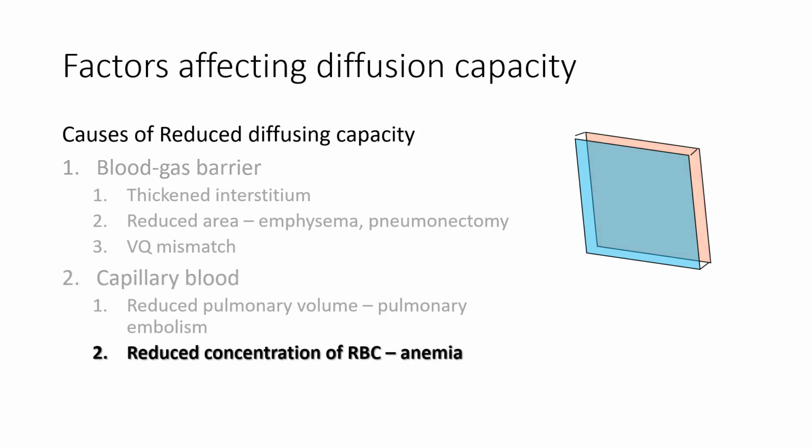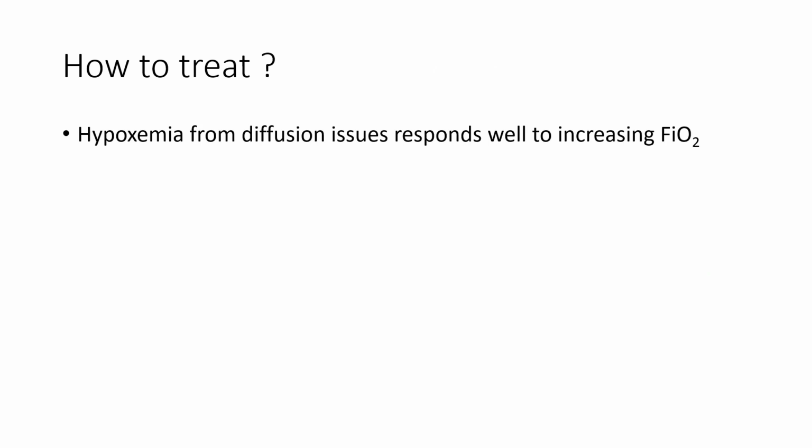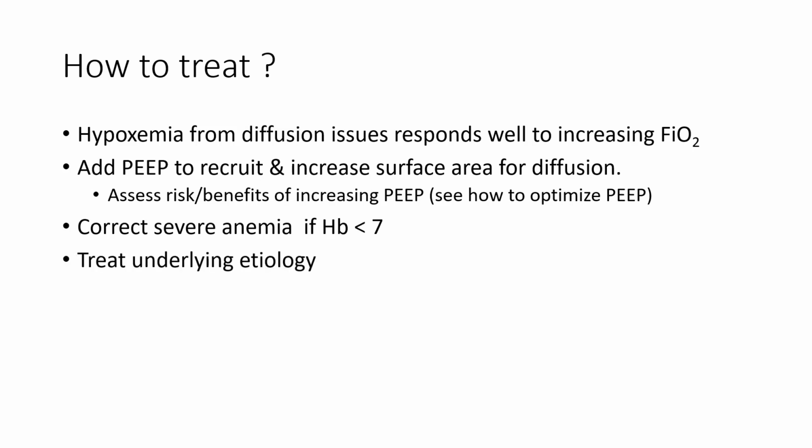If you have anemia and reduced concentration of RBCs, you can have slowing down of diffusion capacity. And if you reduce the pulmonary volume, such as happens in pulmonary embolism, the same thing will happen. Well, hypoxemia from diffusion issues responds very well to increasing FiO2, as we have seen before. Another thing you can do is add PEEP or CPAP to recruit and to increase the surface area for diffusion. However, always look at the risk and benefit of increasing PEEP before doing so. Try to correct severe anemia if hemoglobin is less than 7 and treat the underlying etiology.